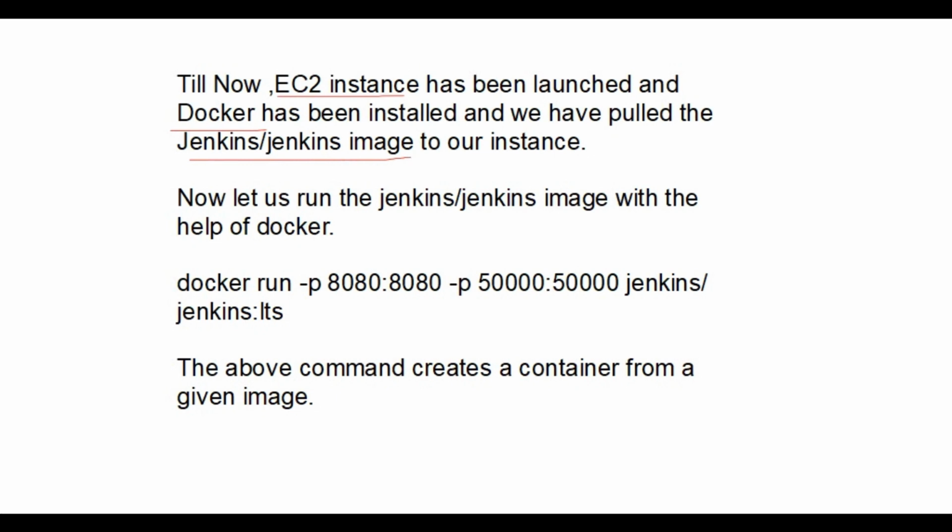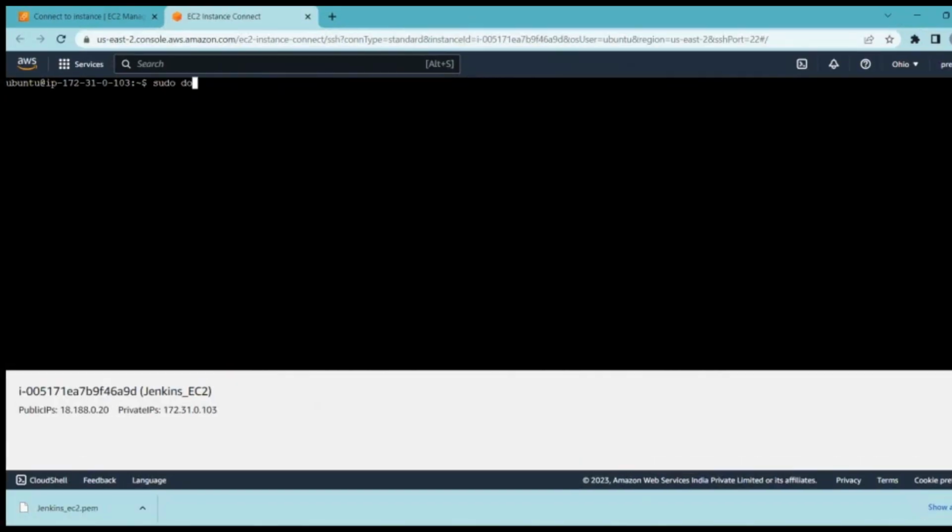Next, we have to run the docker run command. This command will create a container from a given image. The given image is Jenkins, which is what we have pulled. So by running this command, it will install Jenkins using Docker on an Ubuntu system. Let us see what containers are running on our Ubuntu system now with sudo docker ps -a.